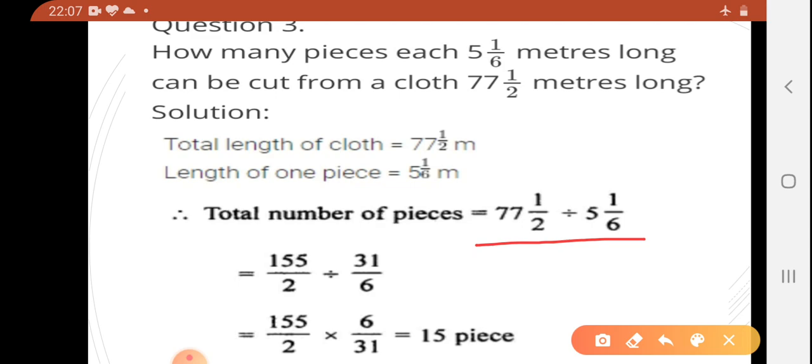Now we will solve it. 155 upon 2 divided by 31 upon 6. Simply we will reduce by changing the fraction. So 15 pieces will be there.